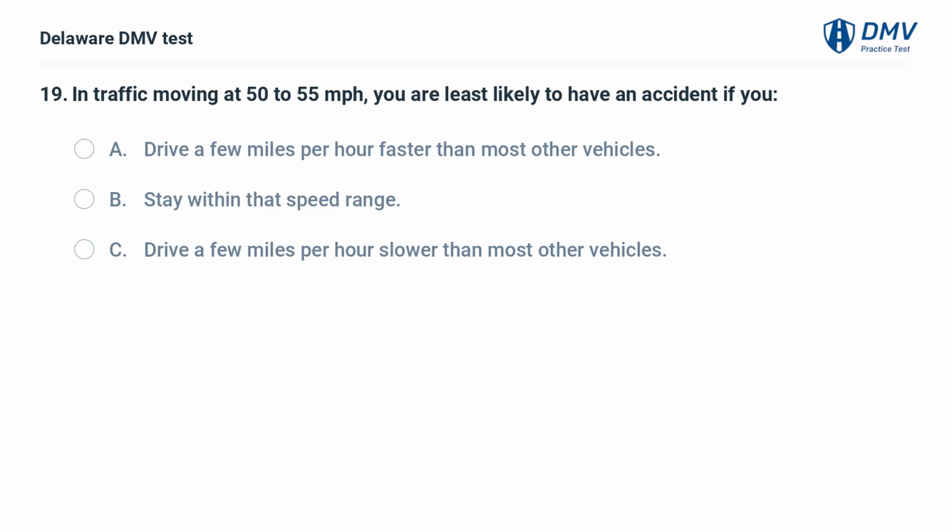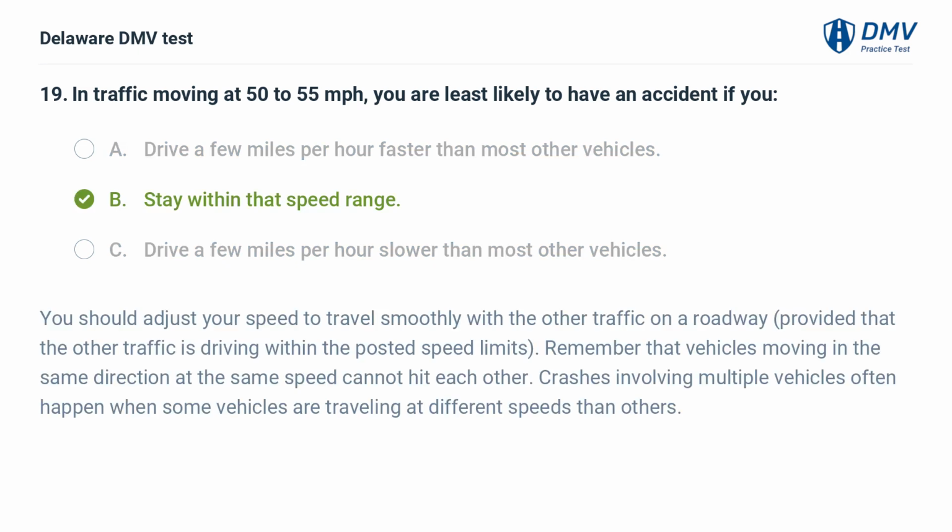In traffic moving at 50 to 55 miles per hour, you are least likely to have an accident if you: A. Drive a few miles per hour faster than most other vehicles. B. Stay within that speed range. C. Drive a few miles per hour slower than most other vehicles. B. Stay within that speed range.